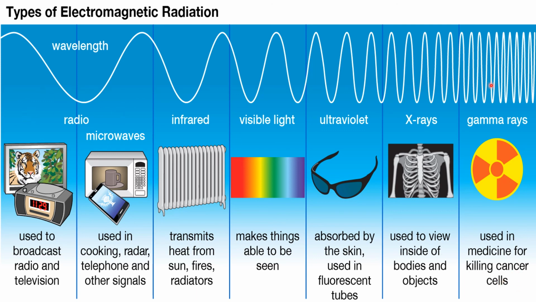Okay, so these are the different types of electromagnetic waves. The thing is that these electromagnetic waves do not require any medium to travel. They travel even in vacuum also.